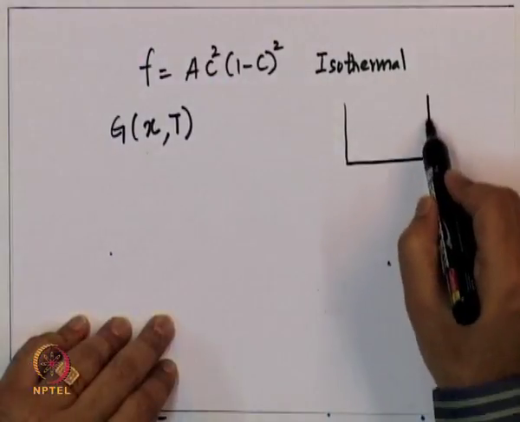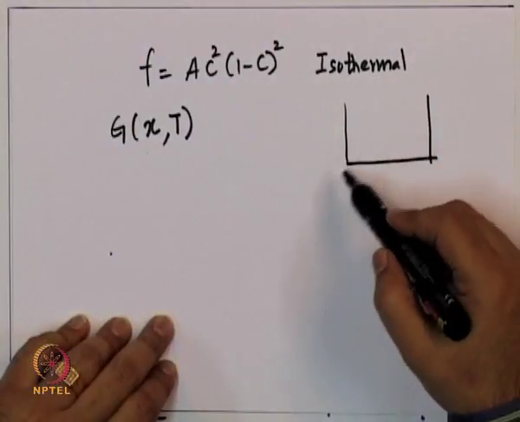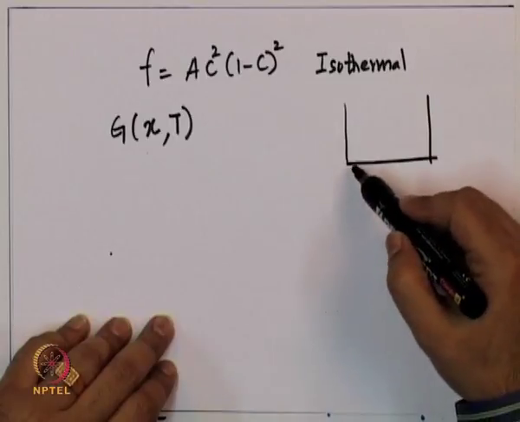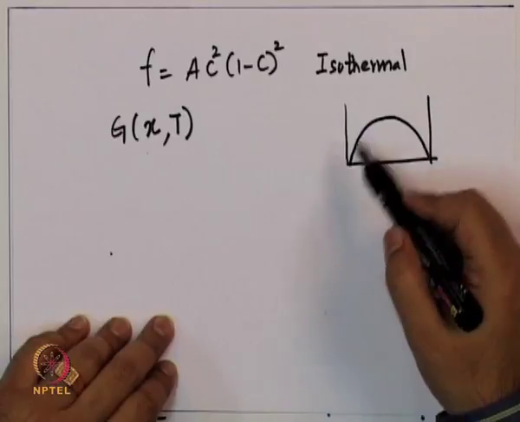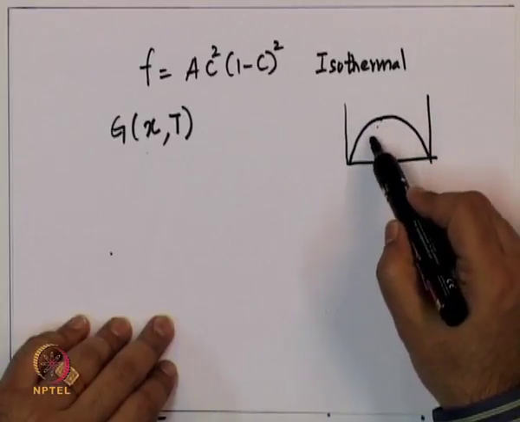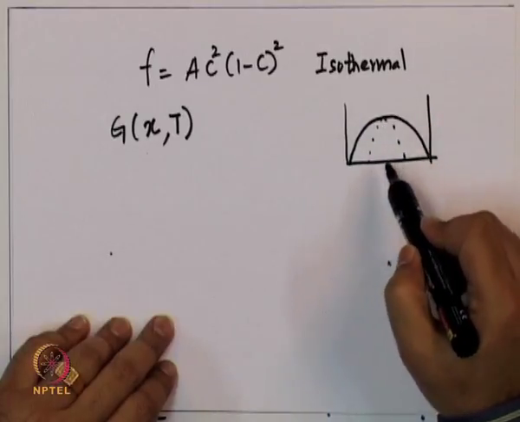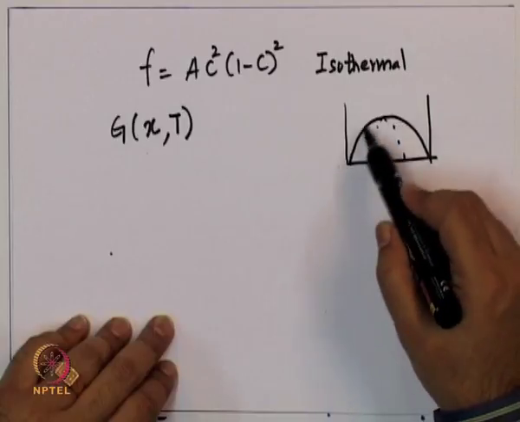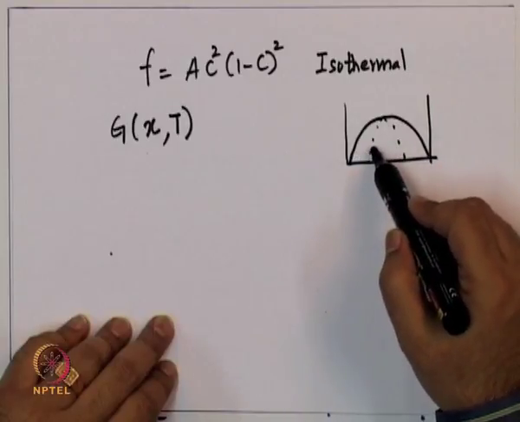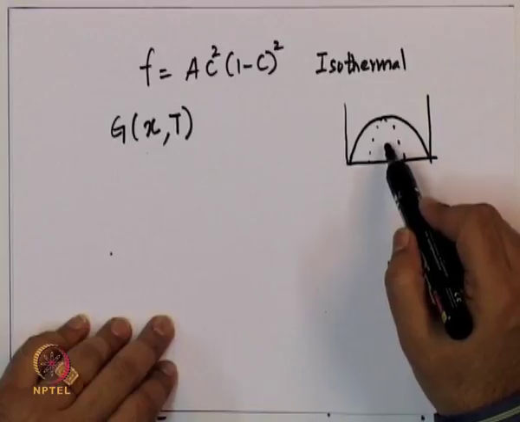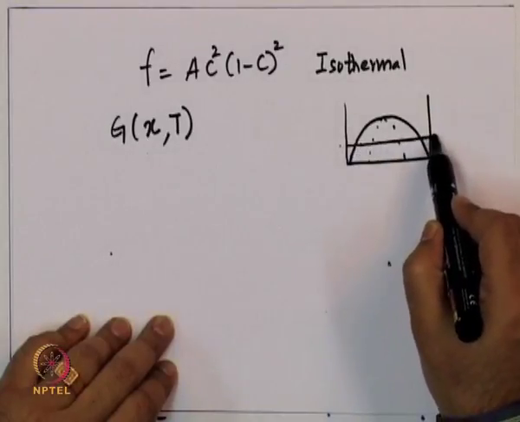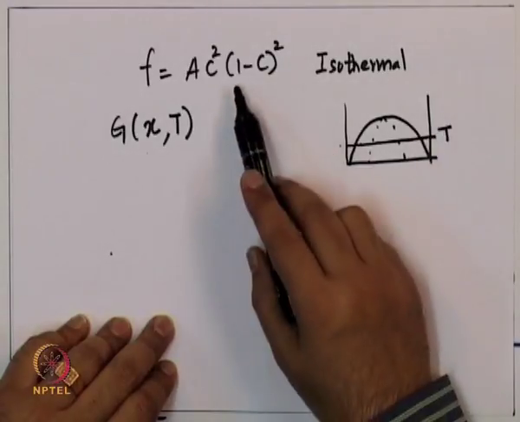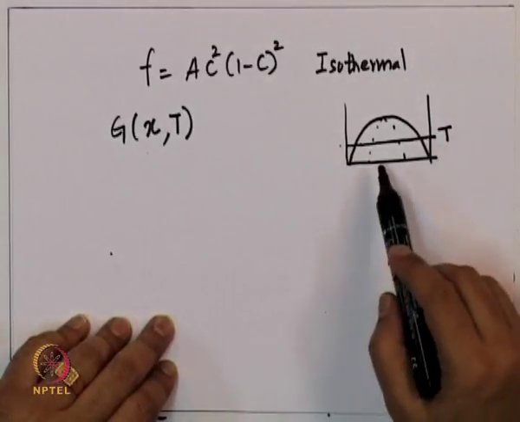So, what does that mean? That means that we have a phase diagram. For today's lecture, for example, we are assuming a phase diagram which has a miscibility gap like this, and we are looking at a region which is the spinodal region. In this region, I am going to be always at some temperature T. So, this free energy expression corresponds to some temperature T.